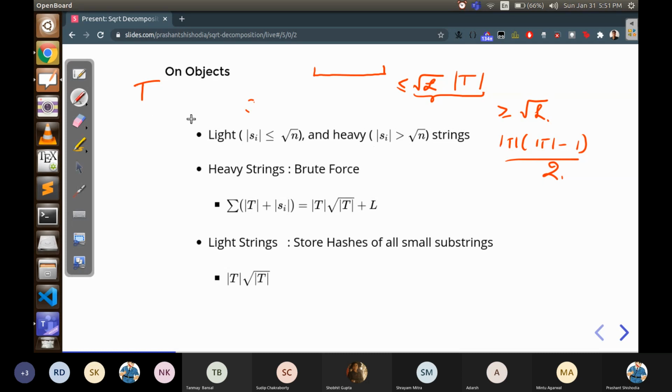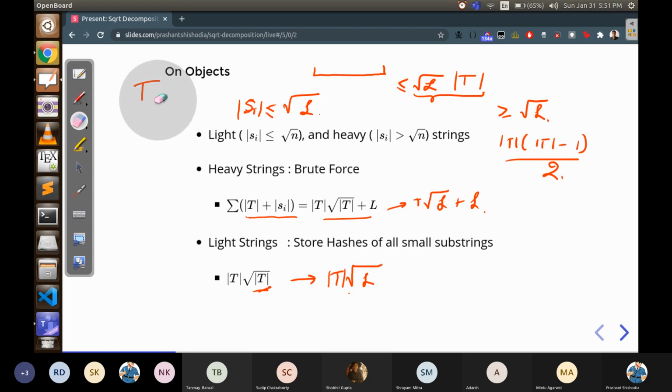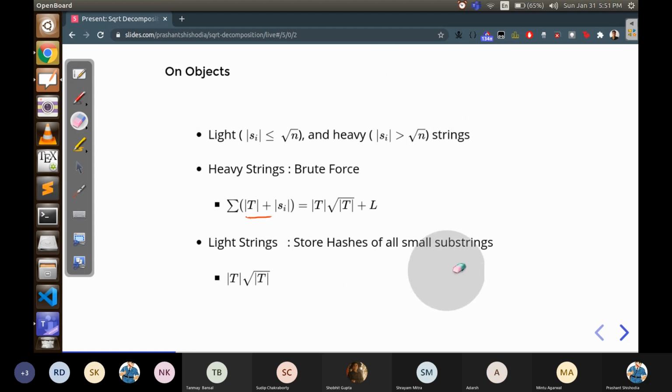Okay, is that clear now? Yes. Okay, so just for correcting it, mod S_i here is supposed to be less than root L and here greater than root L, and it will take the same amount of time. But here it should be T root L plus L. And here, because I'm hashing all smaller substrings of T, it will be 2T root L, not T mod root T. It won't be that. Okay. So if that's clear.